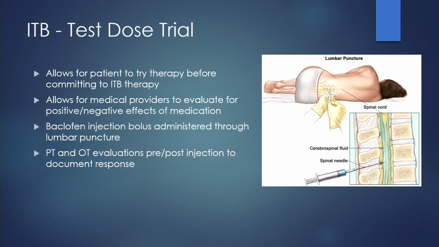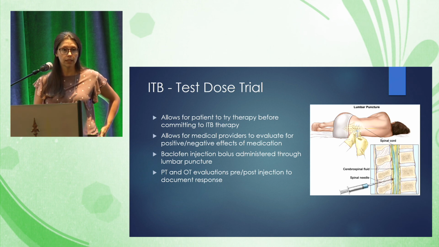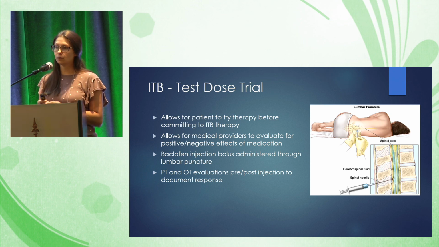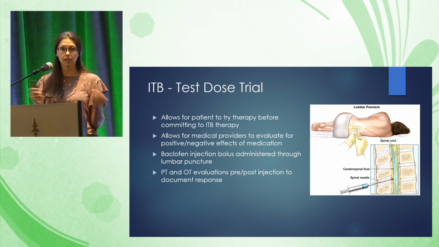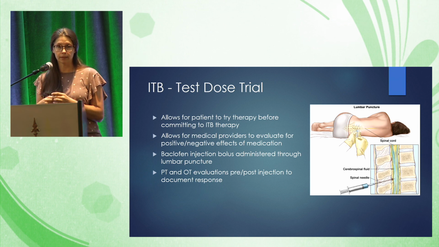So this is the setup for how the test dose is done. It's a lumbar puncture, so that's a needle stick into the low back. It's below the level of the spinal cord, but it gets the needle into the spinal fluid. Then you inject a small amount of liquid baclofen into the spinal fluid. Before the injection, a physical therapist and occupational therapist would evaluate you, looking at the spasticity measures, range of motion, and strength, and then 3 to 4 hours after the injection, those same therapists do a repeat evaluation to see what the response was.